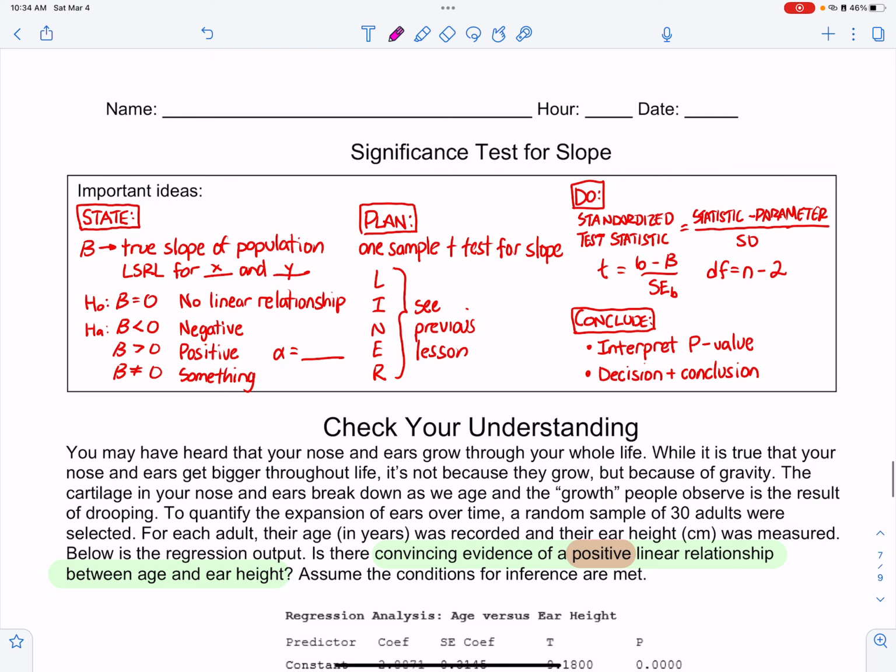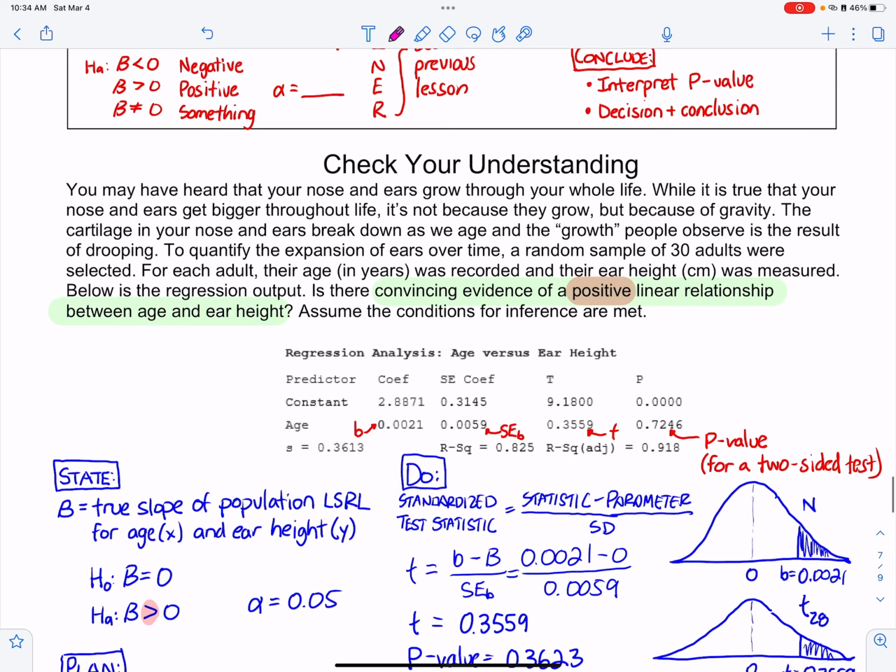The notes here for you to make sure that you get is that you have your parameters, and of course this is just done as hypotheses. And then you have your test statistic, which is b minus beta over standard error, with a degree of freedom of n minus 2. And that's it for here.